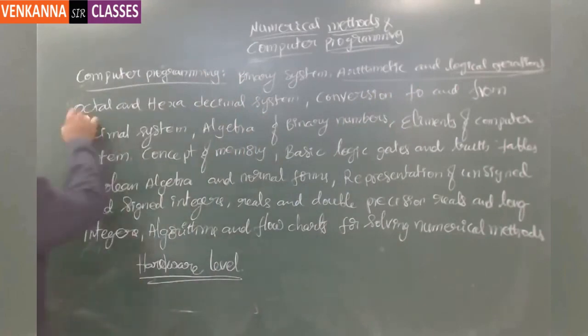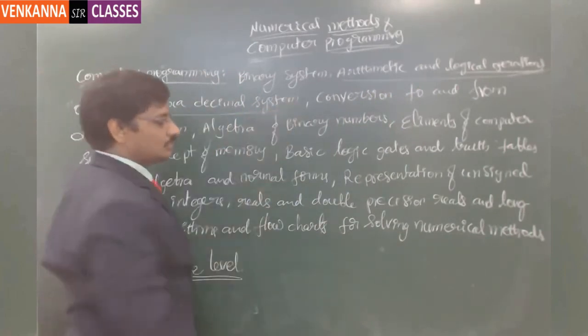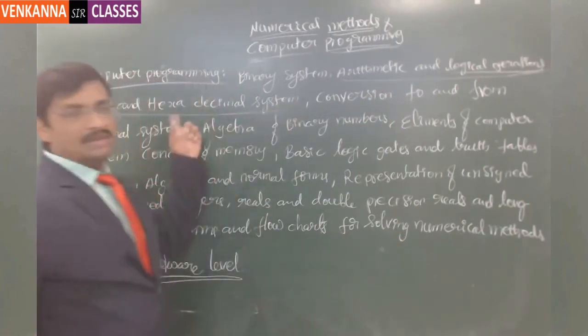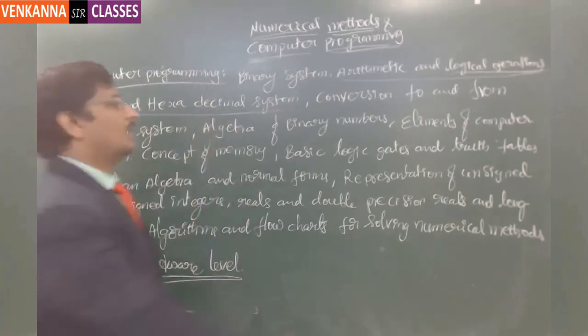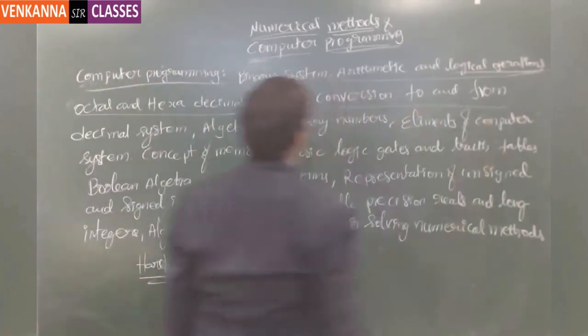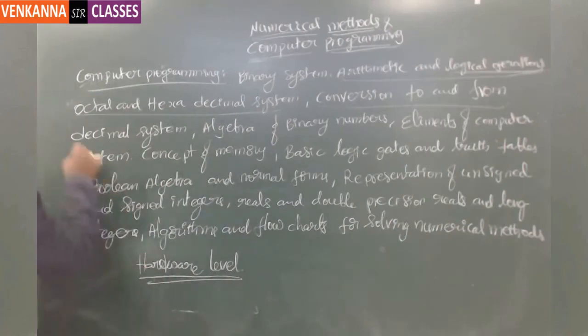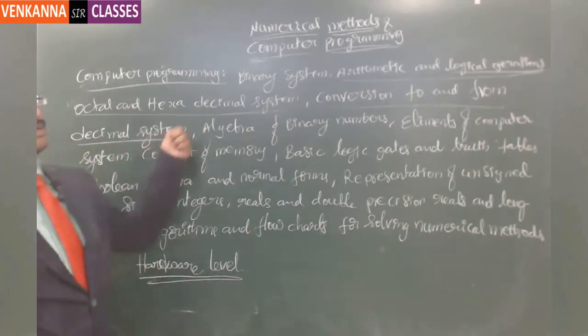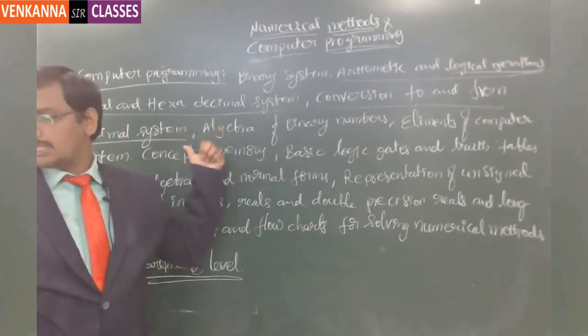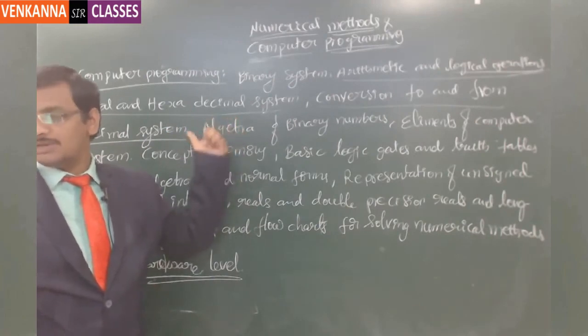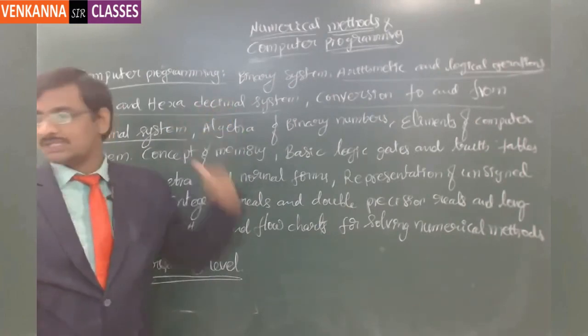Now, the octal and hexadecimal number systems. These are also called base 8 and base 16 number systems. We also cover conversion to and from the decimal number system: decimal to binary, decimal to hexadecimal, decimal to octal, or vice versa.